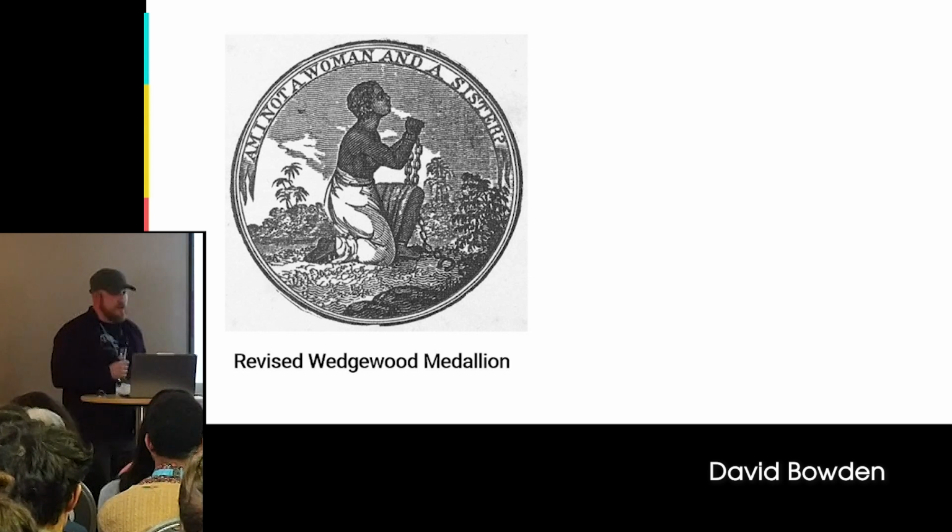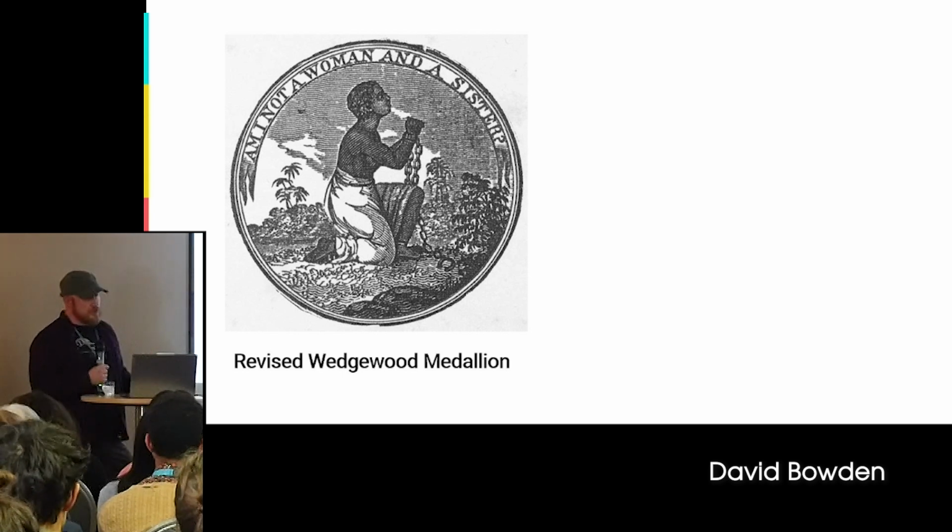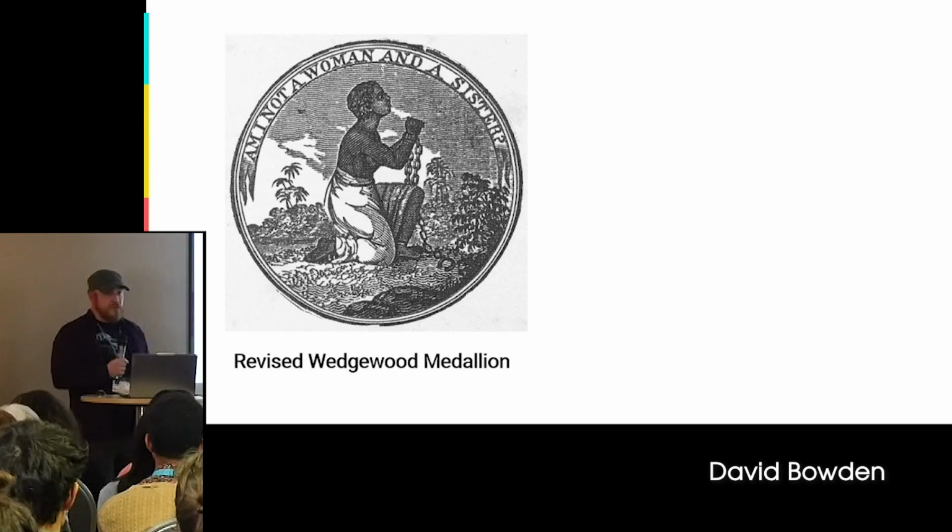Women during this period kept abolitionism alive. So this is the Wedgwood Medallion, the kneeling woman instead. About 70 women's groups sprang up advocating for abolition during this time. And in particular, women were really important in this conflict between gradual and immediate abolitionism.